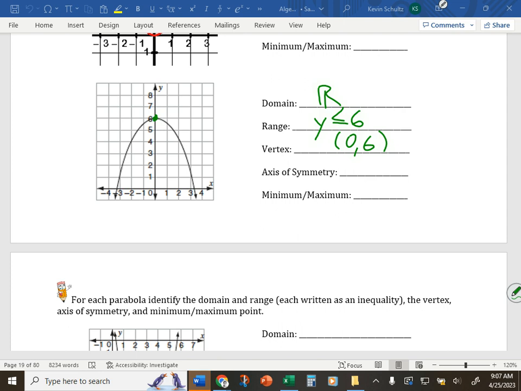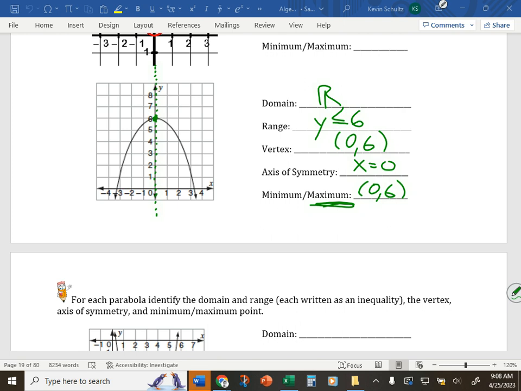We'll skip down now. Is that point a minimum or a maximum? It's a maximum, right? It's the highest point there. And then what is our axis of symmetry? Again, it's x equals 0. If we put a vertical line through that vertex, dividing that parabola in half, where does it cross the x-axis? It crosses the x-axis at 0. Once again, it is the same as the x value of the vertex.